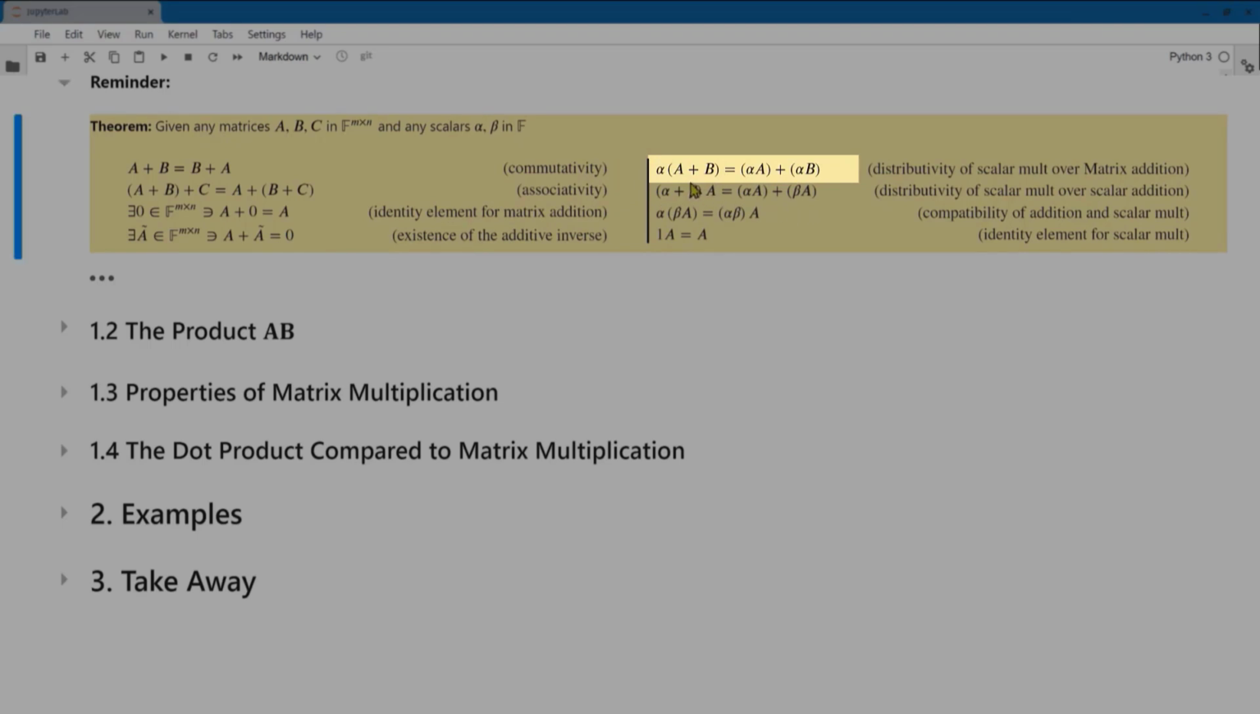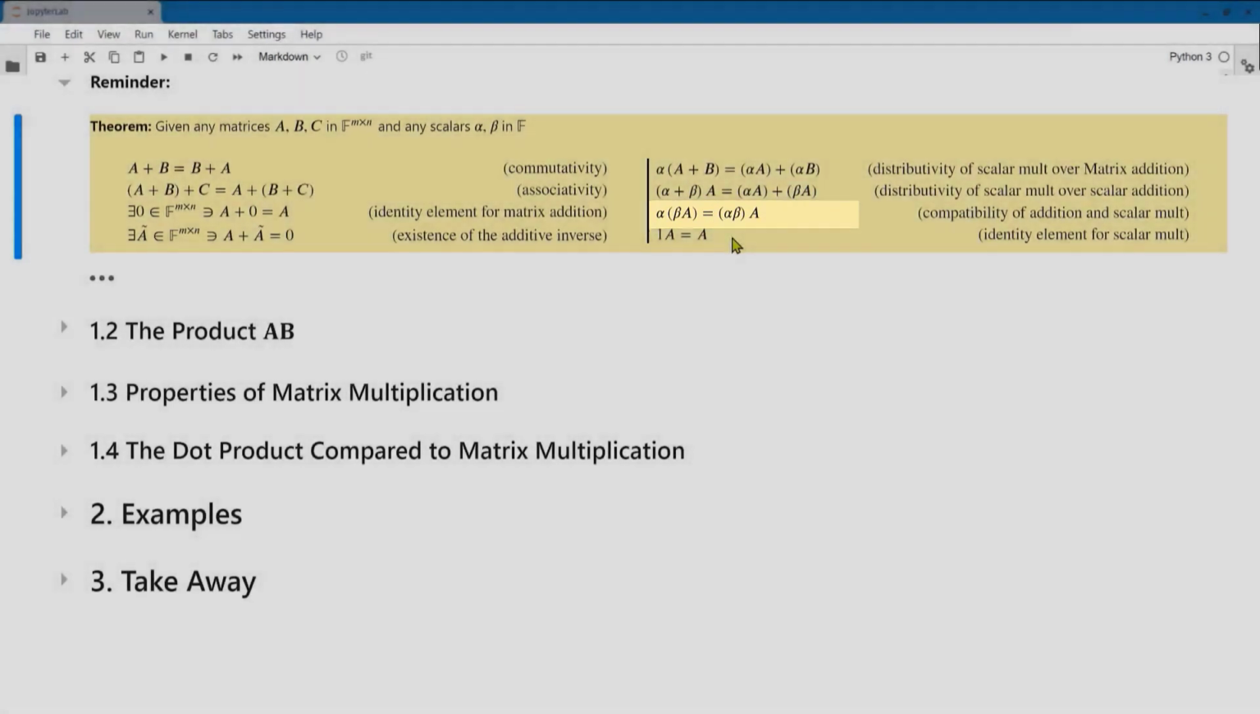So alpha times (A plus B) is alpha A plus alpha B, and as a consequence, if we say that scalar multiplication binds more tightly than addition, that we do it first, it means that we don't need the parentheses on the right-hand side. If we add the scalars first, alpha plus beta, and multiply it into A, or if we multiply the scalars into each of the matrices and then add the corresponding matrices, the result is the same, and similarly for multiplication.